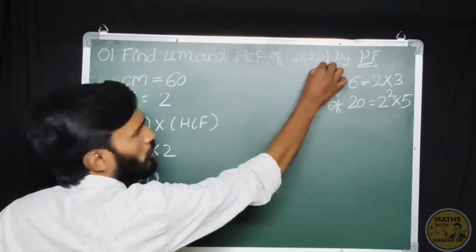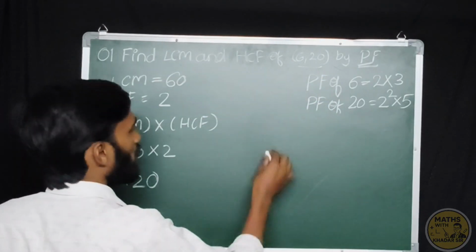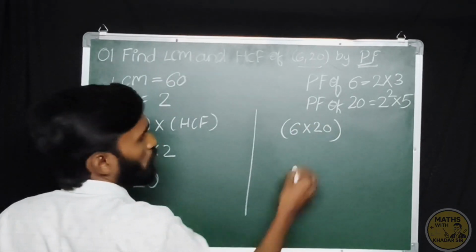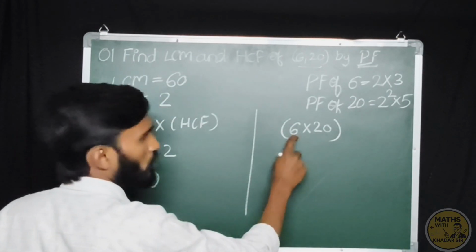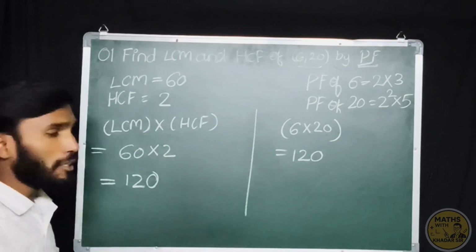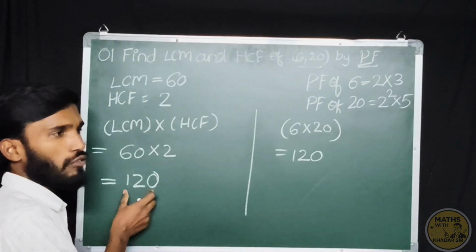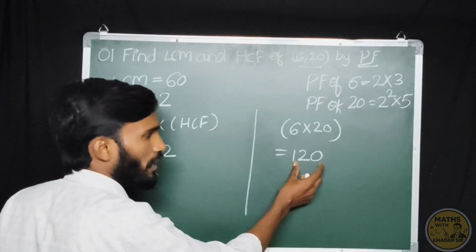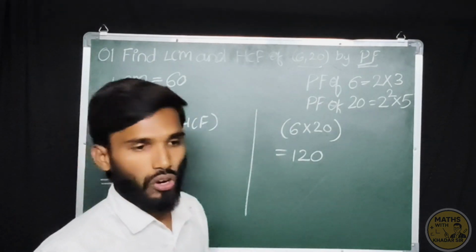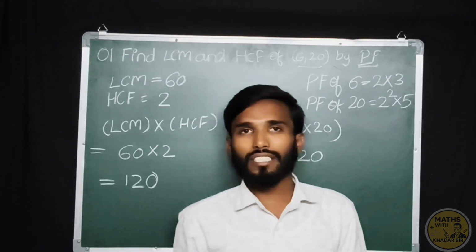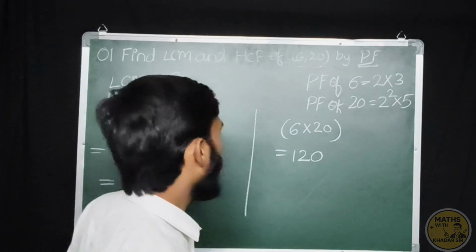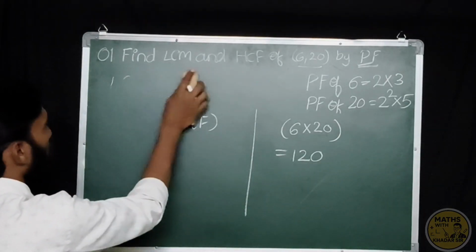Now multiply these two numbers which are given in the question, 6 into 20. See what happened. 6 into 20, here also for some time remove the 0. 6 2s are 12 and add the 0, 120. That means the product of the LCM and HCF of the given numbers and the product of the given numbers have the same answer. Now this is what: for any two positive integers a comma b, LCM into HCF is equal to a into b.